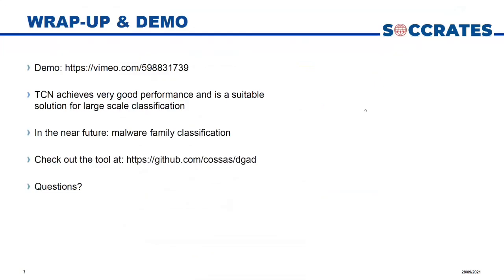And this brings me to the end of my presentation, which can be summarized as follows: we have a TCN network and we're very happy with it because it is a suitable solution for large-scale classification. It performs good enough. We are going to add the malware family classification option soon as well, so this is also going to be open source. Make sure to check out the tool and let me know if you have any questions.